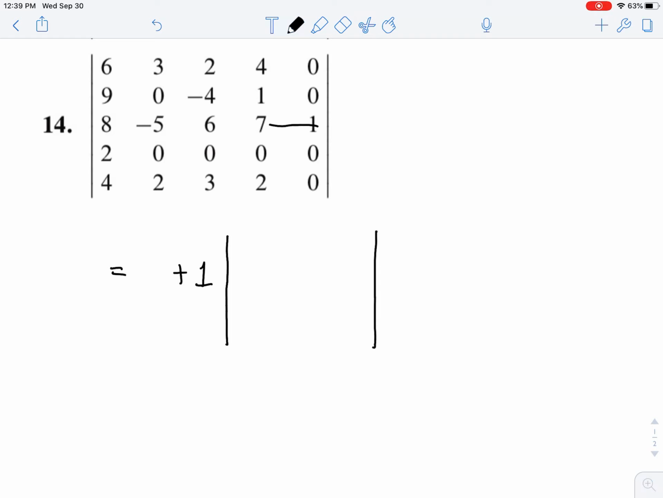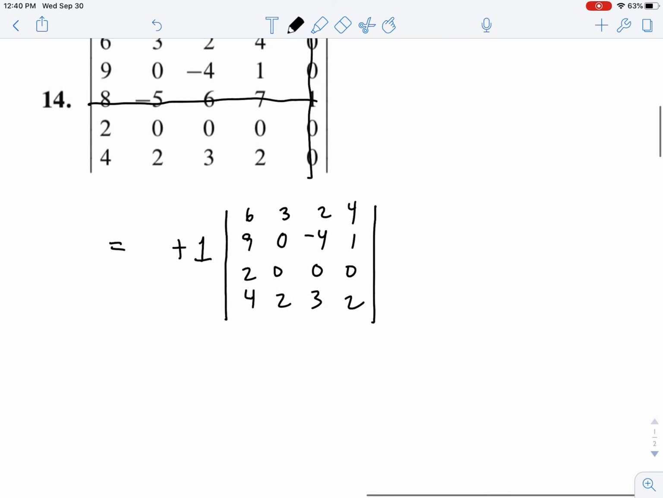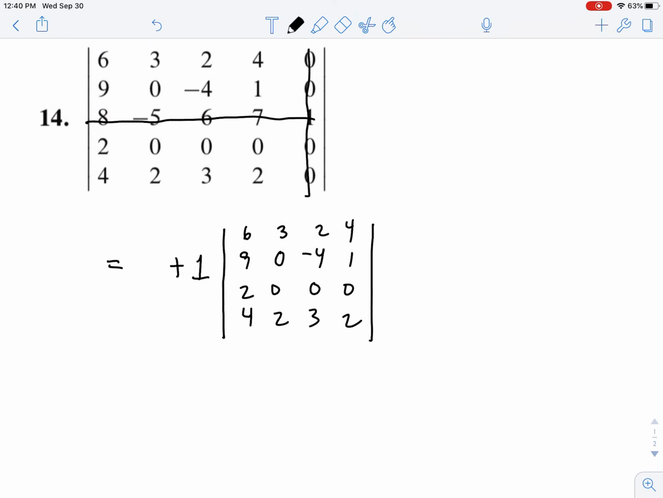times the cofactor, which is going to be, let's see, if I cross this off and I cross this off, oh my golly, I get a big matrix: 6, 3, 2, 4, 9, 0, negative 4, 1, 2, 0, 0, 0, 4, 2, 3, 2. Now would be a good time to maybe pause the video and see if our answers match up at the end. But I'm just going to keep going through the same thing.